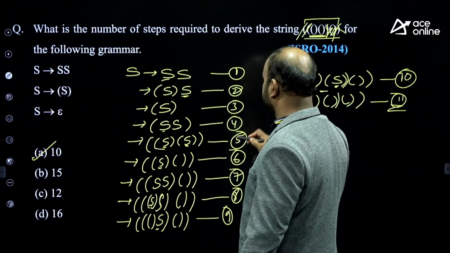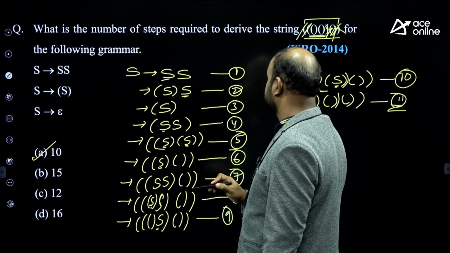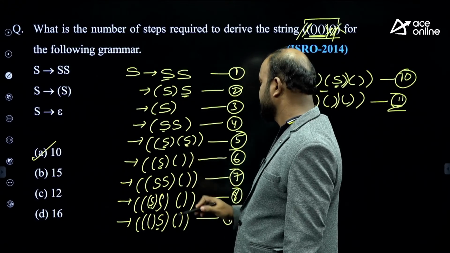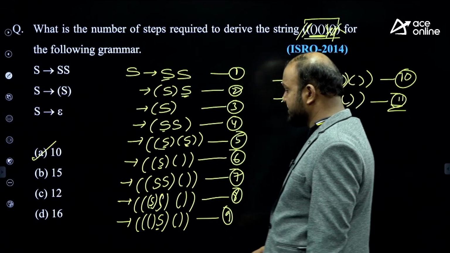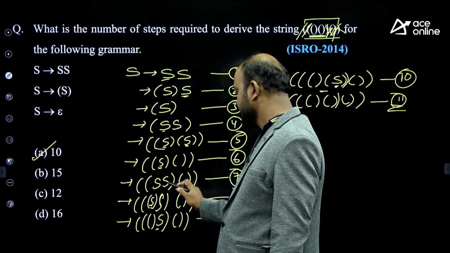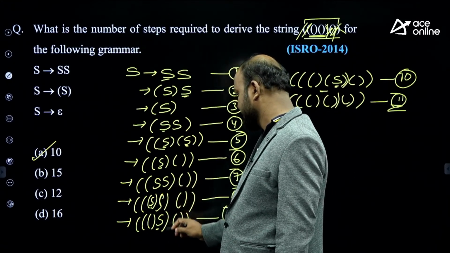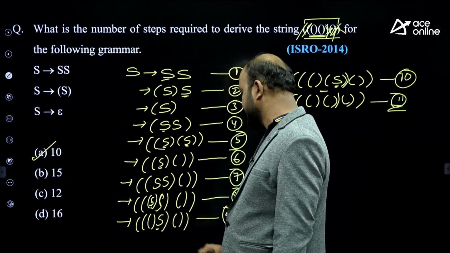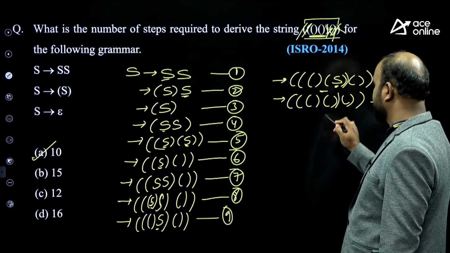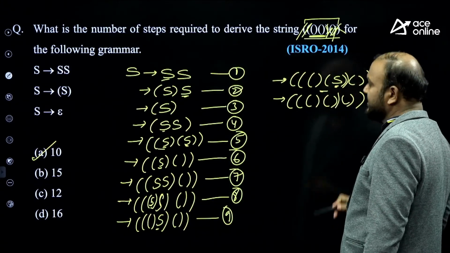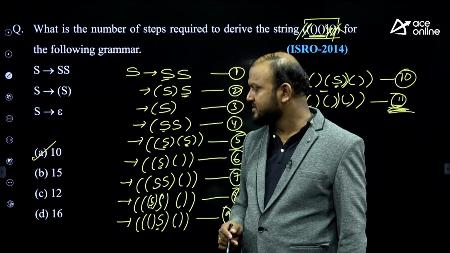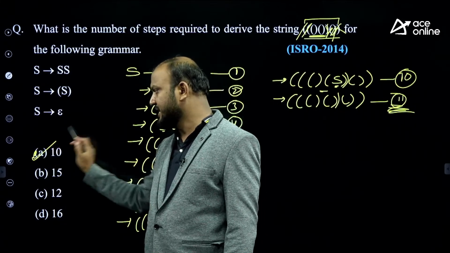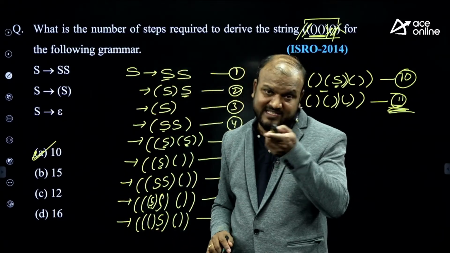And this is epsilon, one step, and this S is again SS, and each S is open S close. Open S close, and the next step S is epsilon, that S is open S close, next step is epsilon. So here I am getting 11, but 11 is not in the options, so the closest option, I can say, is option 10. You also check once again.